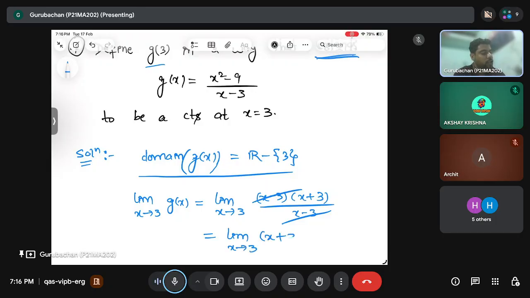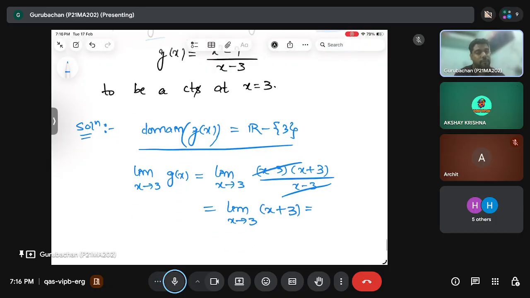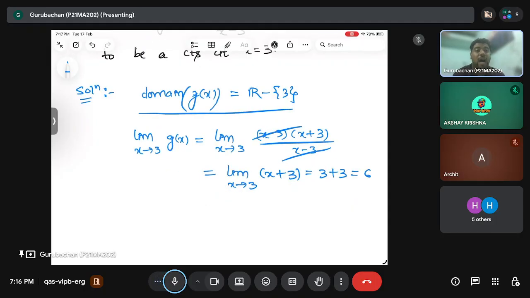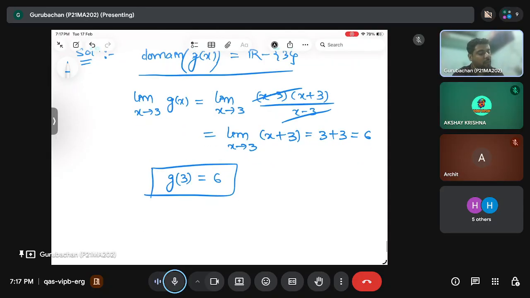x plus 3 is a continuous function, correct? Yes. So we can directly put x equal to 3 and this will be 6. So we want our function to be continuous. So what should we define g(3) as, so that the function must be continuous? g(3) equal to 6.